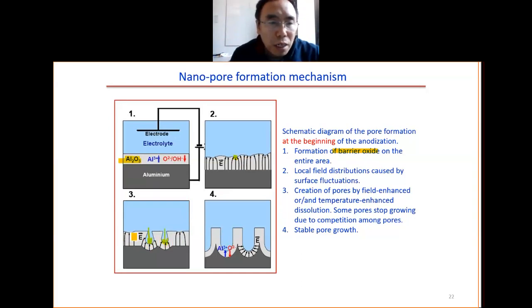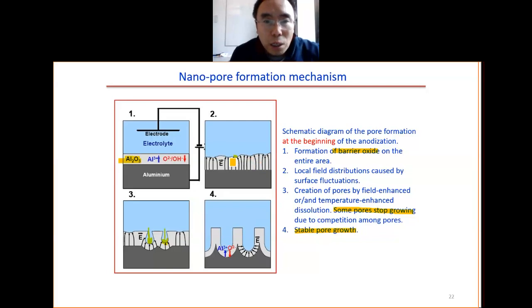In those areas where the field is not very high, there will be no etching. As a result, some pores will stop growing because of the competition among the pores. When some pores grow deeper, they will grow faster and faster, so they will keep growing. The other pores will stop growing. Then you eventually get a stable pore growth.